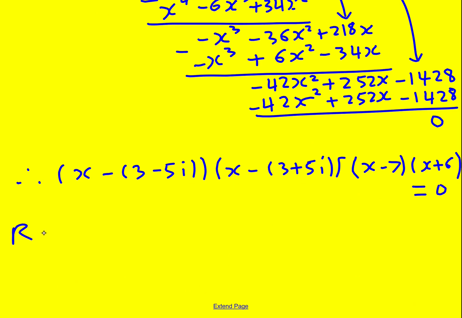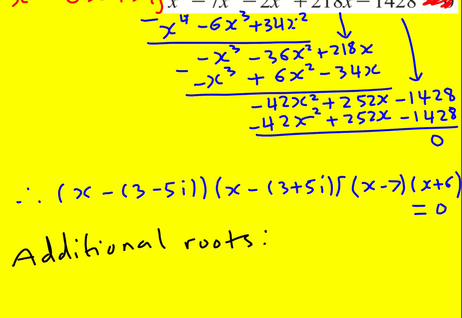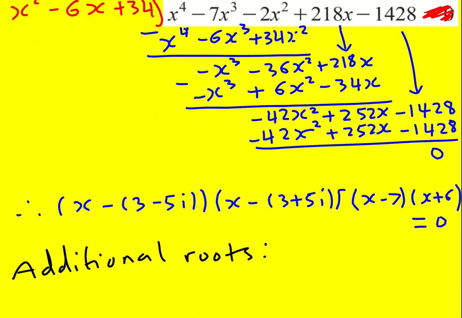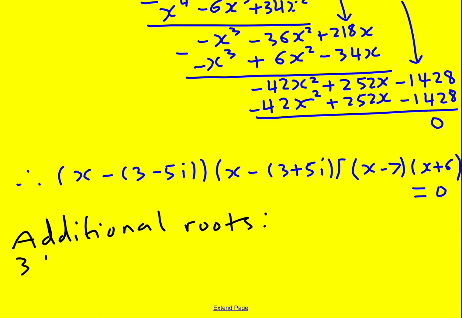So roots, or additional roots actually, let me just check I've got the right one. So 3 plus 5i. Then I'm going to get 7, because x minus 7 is a factor, we're going to get 7 when this thing is 0, and minus 6.